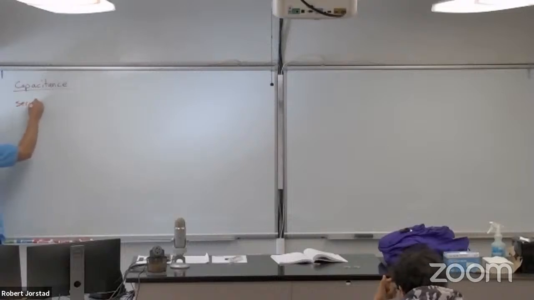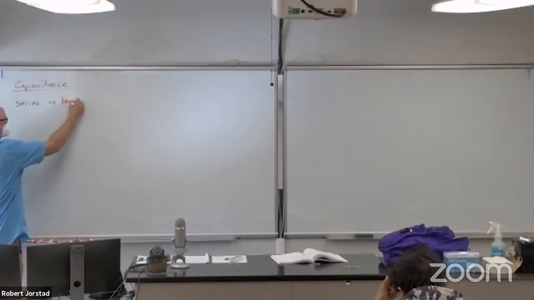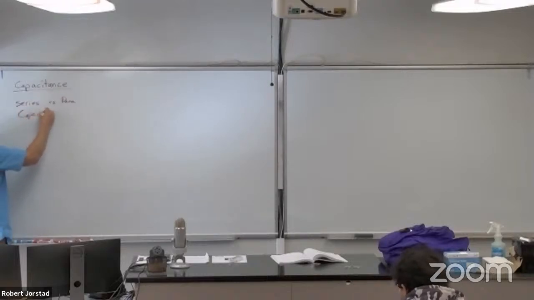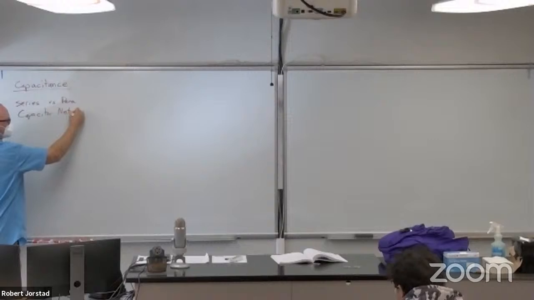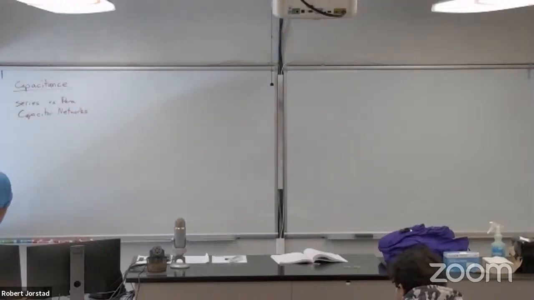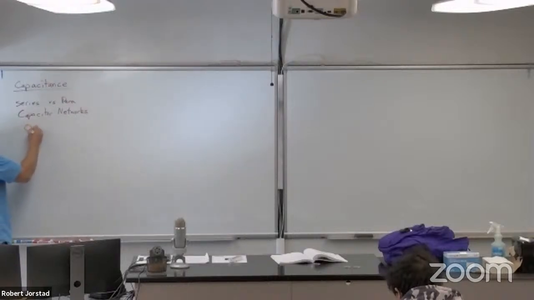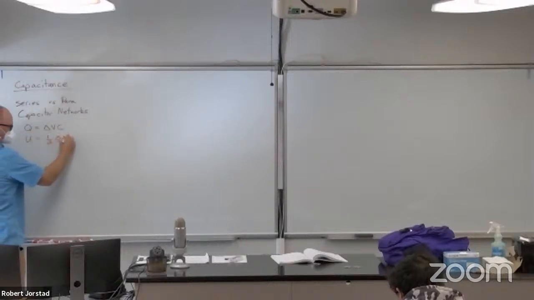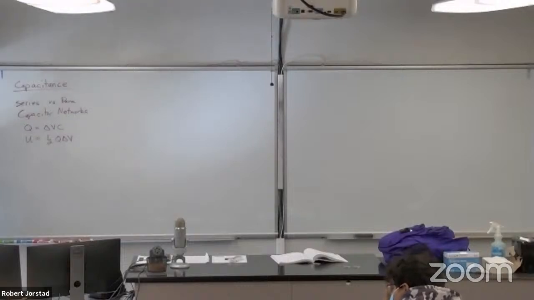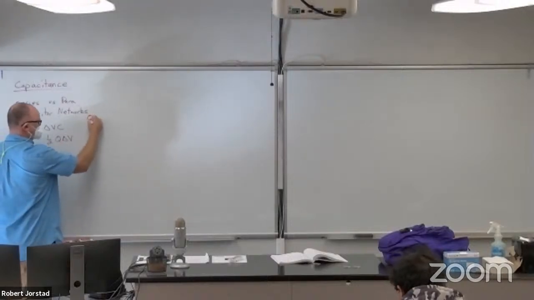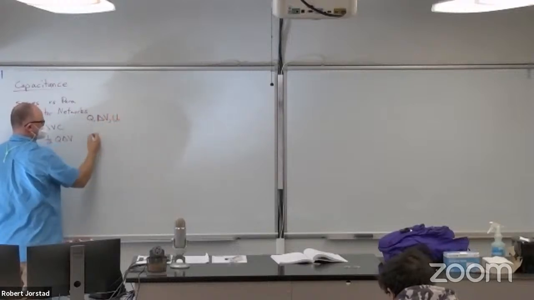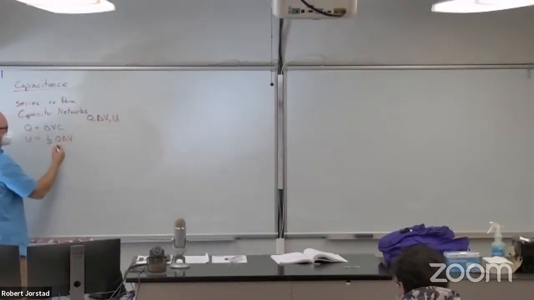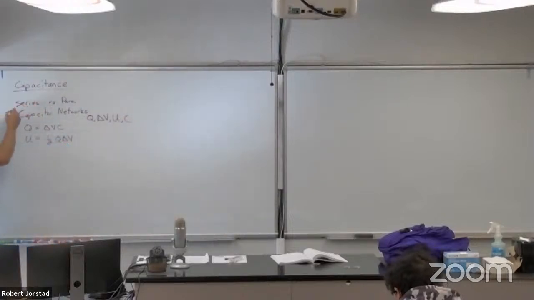Yeah, series versus parallel. Sometimes we call those capacitor networks. Right? And some of the things that we did, we used Q equals delta V C, and U equals 1/2 Q delta V. And so the things that we studied were basically Q, delta V, U, and then capacitance itself, right? So that was one type of problem that we did.